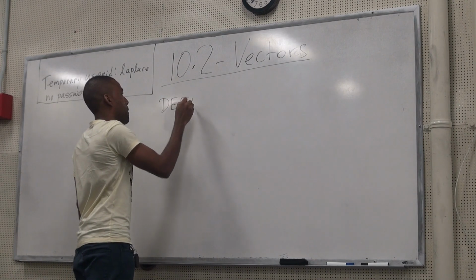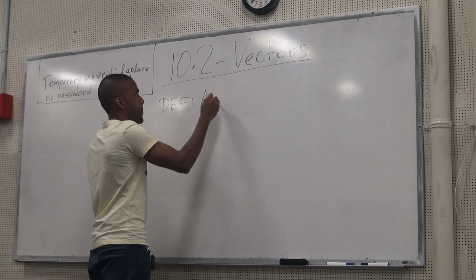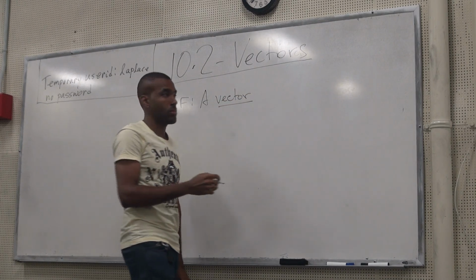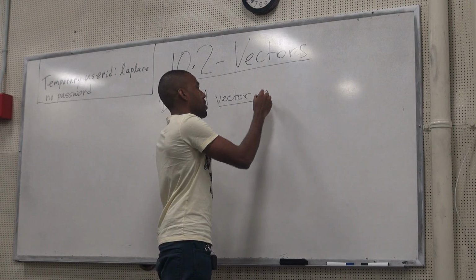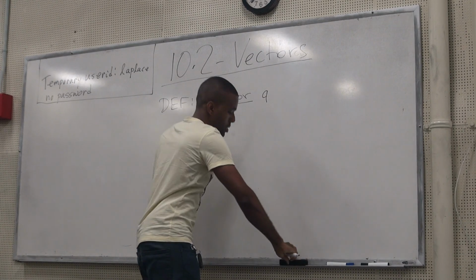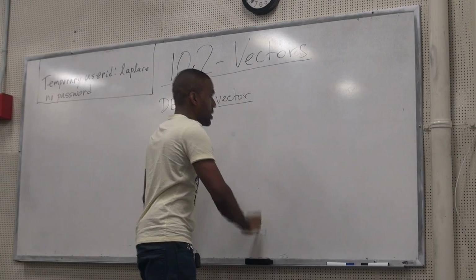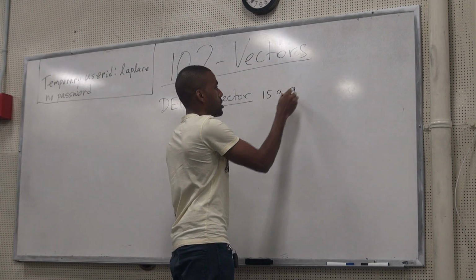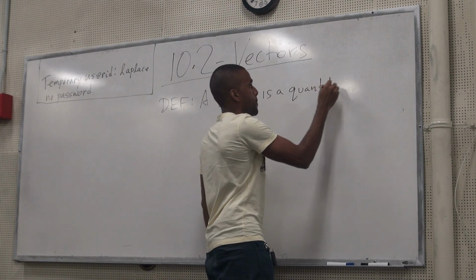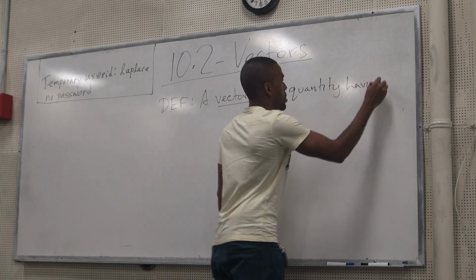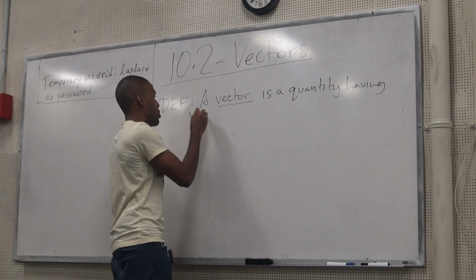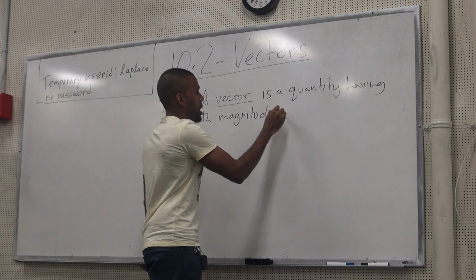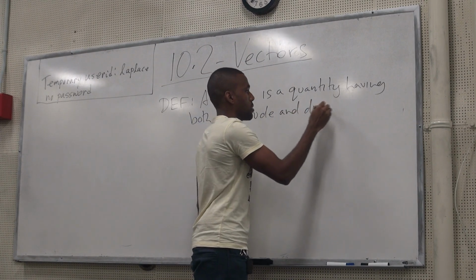What is a vector? Is it a line with direction? We call it a quantity. It's represented by a line sometimes with an arrow on it. A vector is a quantity having both magnitude and direction.